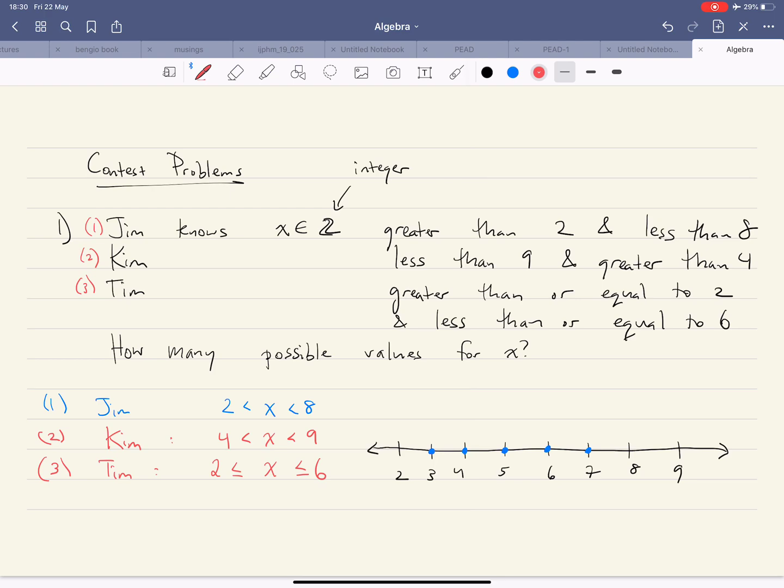I'm going to use red for Kim. So from Kim, we know that x is bigger than 4 and less than 9. So that means x could be 5, x could be 6, 7, or 8.